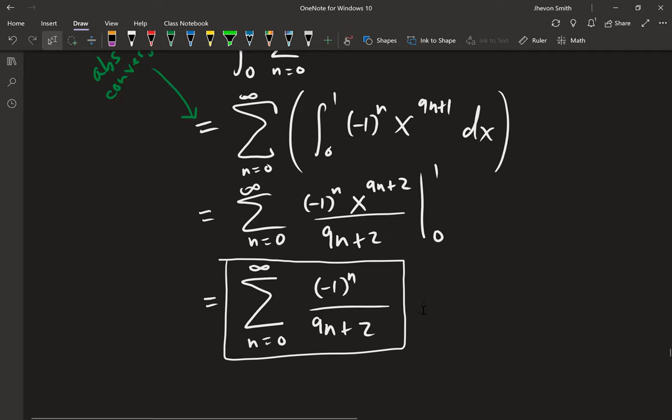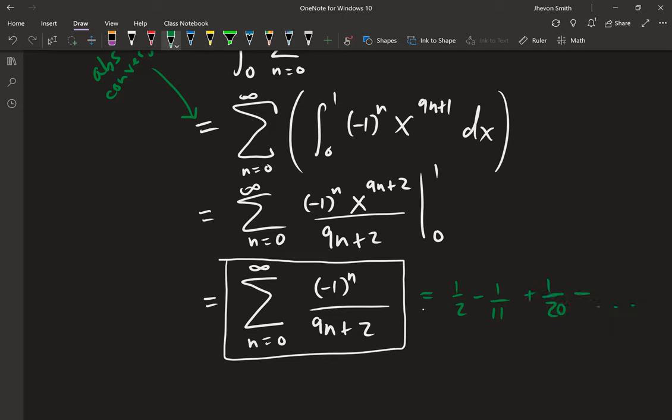Now, you might say, well, all right. So that's the answer, which means you can start actually plugging things in here. N equals 0, you'd have 1/2. N equals 1, you'd have -1/11. N equals 2, you'd have +1/20, and et cetera.